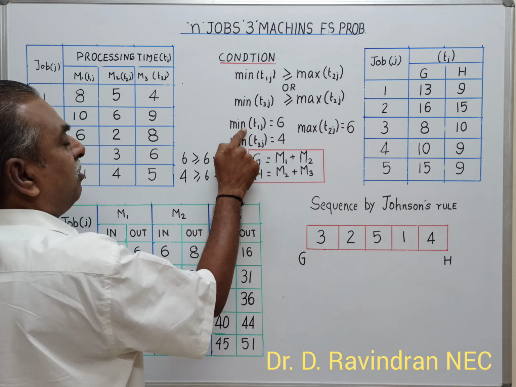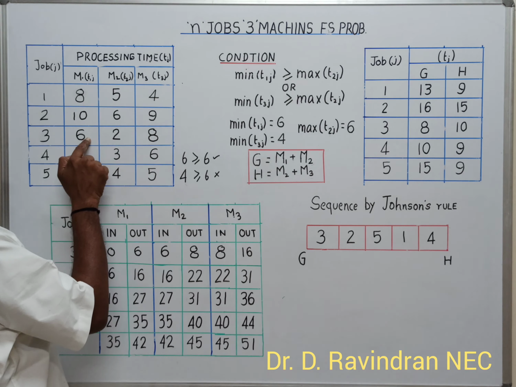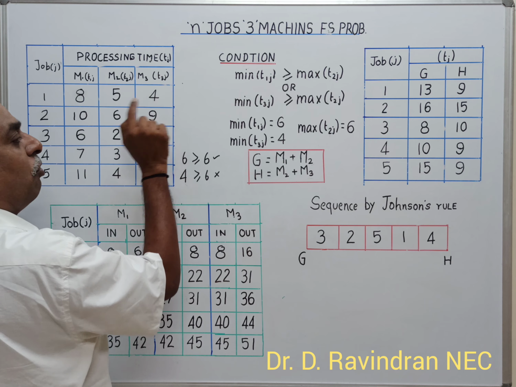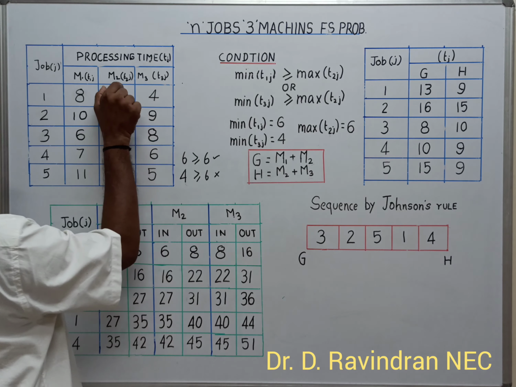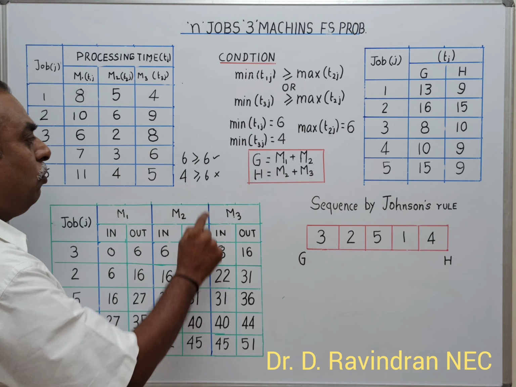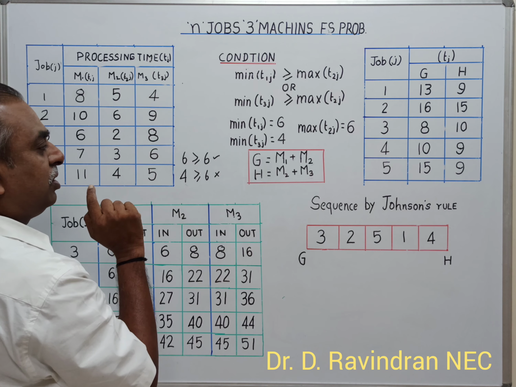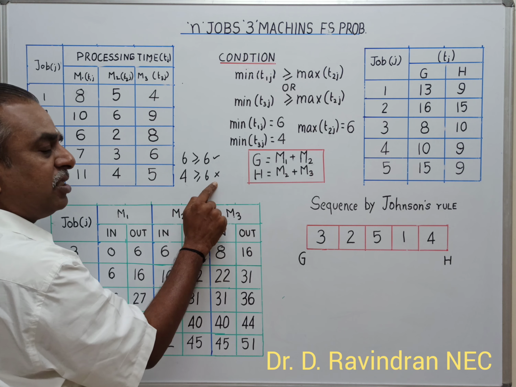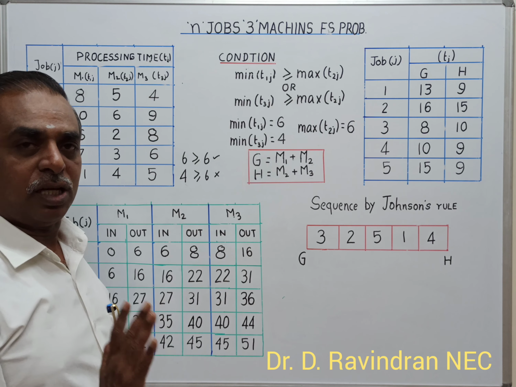Now, the minimum of machine 1 processing time is 6. Among these, 6 is the minimum processing time. Minimum of processing time of machine 3 is 4. Maximum of the processing time of machine 2 is 6. In this middle machine processing time, the maximum number is 6. Now, as per these conditions, the first condition, 6 is greater than or equal to 6. This condition is satisfied. 4 is greater than or equal to 6. This condition is not satisfied. If any one condition is satisfied, then this problem can be solved.